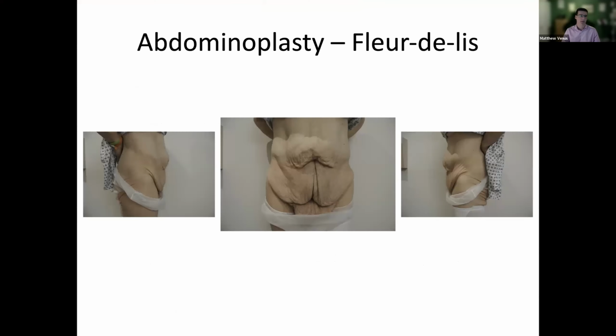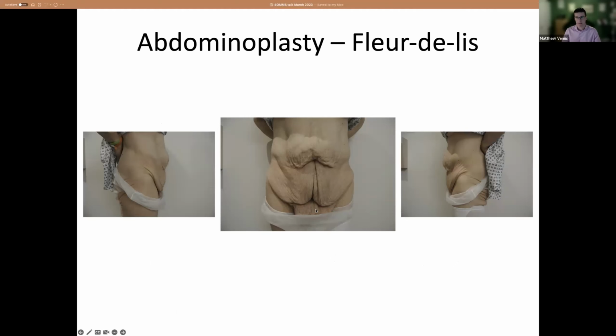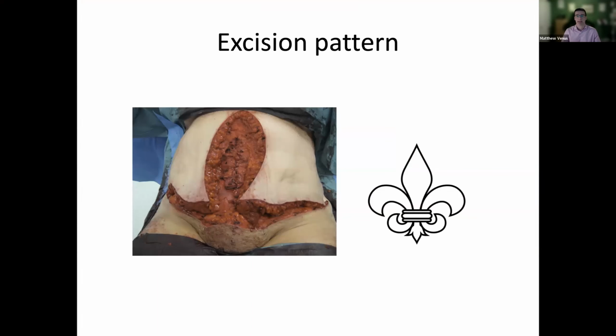So here's a gentleman who'd lost 12 stone from memory. And again, one of his major issues was this enormous ptotic mons area here, and he couldn't stand to pee, he had to sit down to go to the loo. So he's really keen to try to remove as much skin as possible. And this is why it's called a fleur.